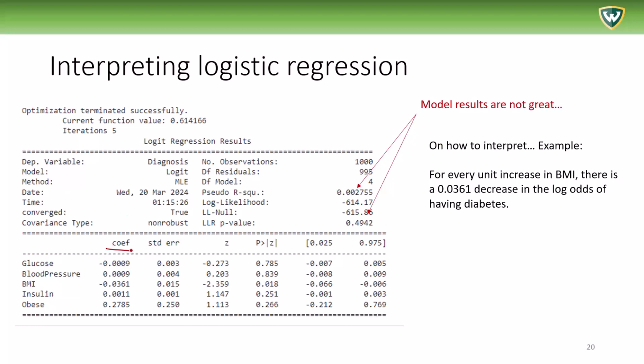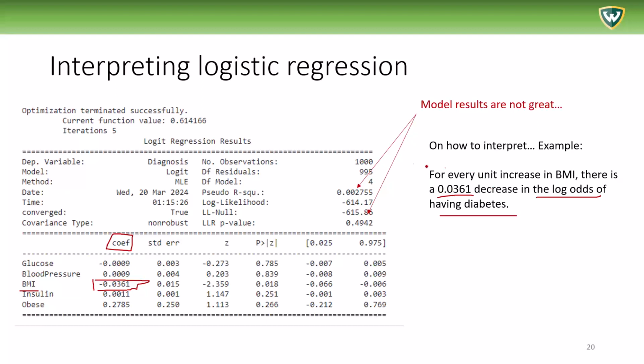So remember, the results are in log odds. Let's interpret BMI, which is a continuous variable. What this model says is that for every unit increase in BMI, the log odds of having diabetes decreases by 0.0361. Now, it's difficult to interpret what this is.